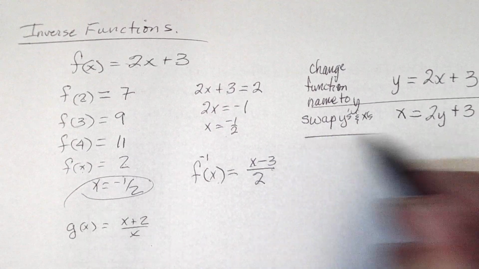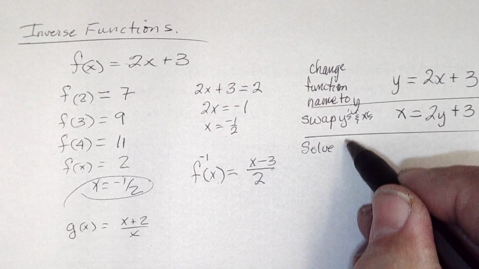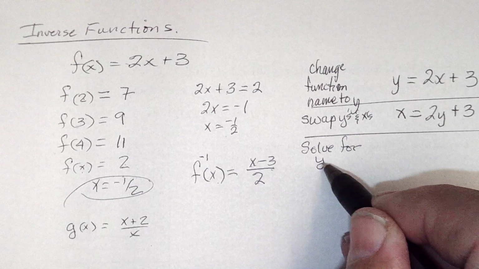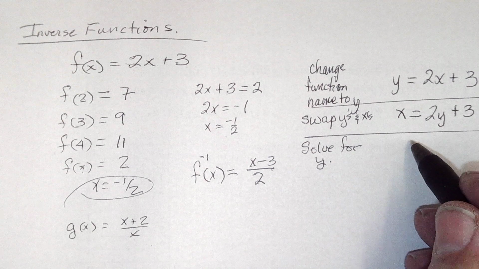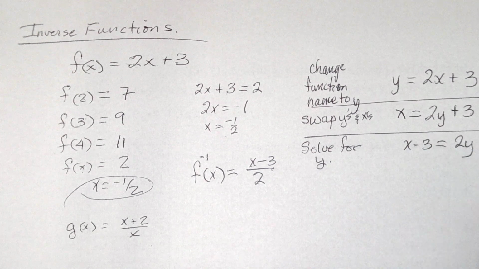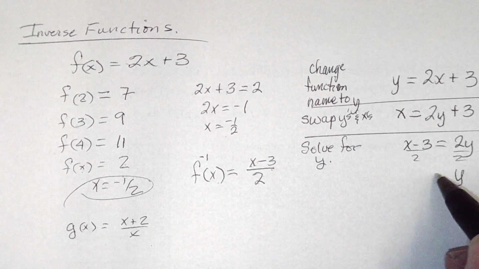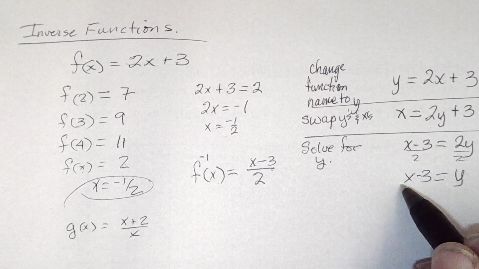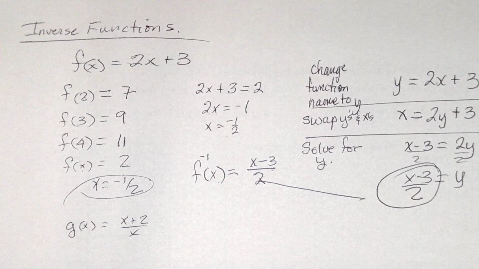And then we're going to solve for y. So to get this by itself, I would subtract 3 from both sides. And then I would divide both sides by 2. Which was the inverse function that we figured out.